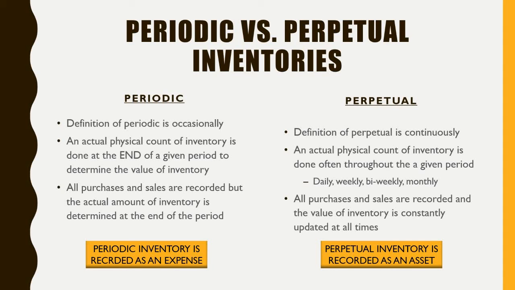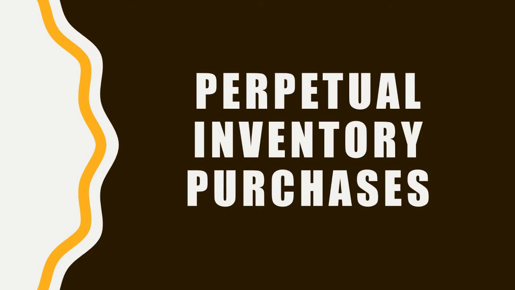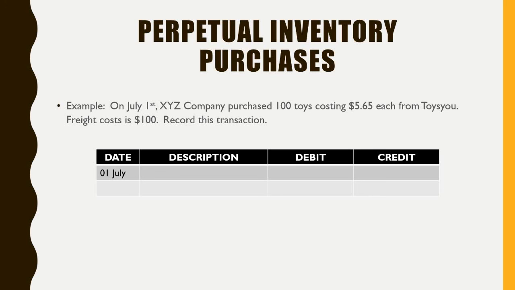So the main idea here is that when we're looking at perpetual inventory, where did you place it? Inventory. Where did you sell it from? Inventory. Where do you take it out from? Inventory. Okay, let's dive right into our first example, journalizing the purchase of inventory.